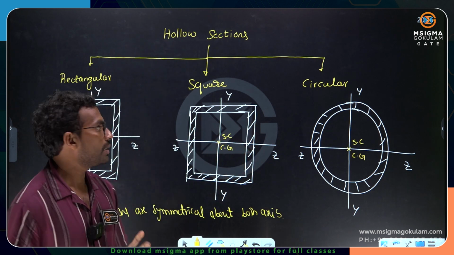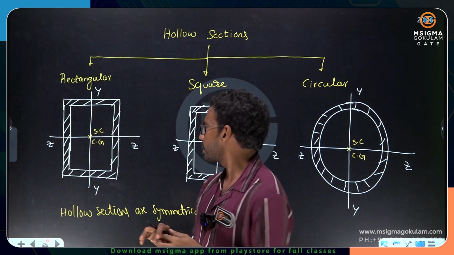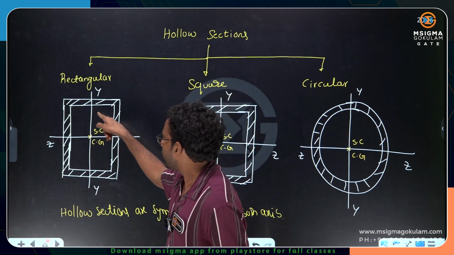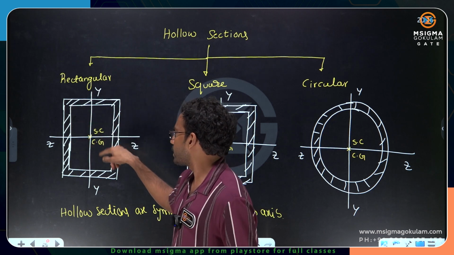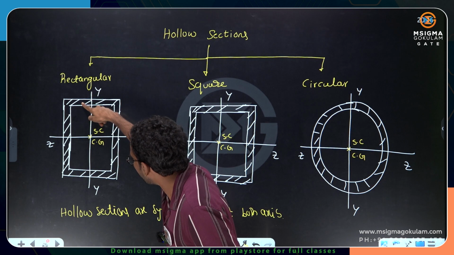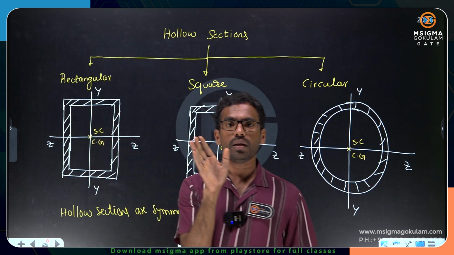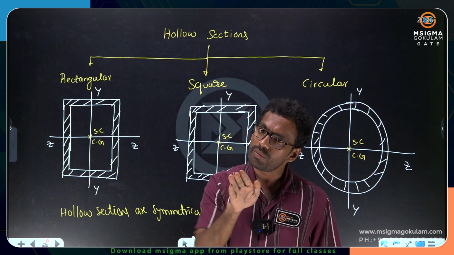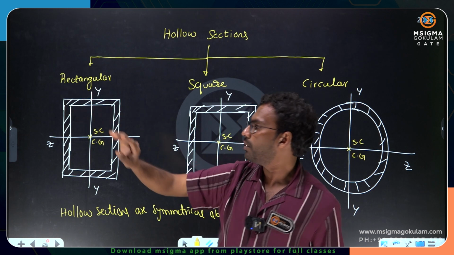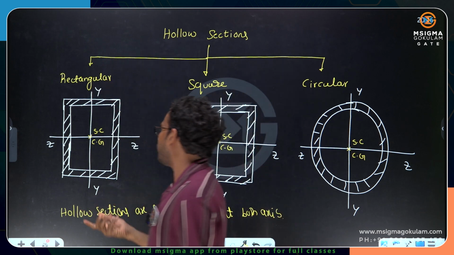One more advantage of hollow sections, you understand clearly. In hollow sections, material is located or thrown far away from the axis. You take this section, this axis, material is located far away. There is no material nearby. This entire thing is hollow. If the material is thrown far away from the axis, you know, moment of inertia increases.